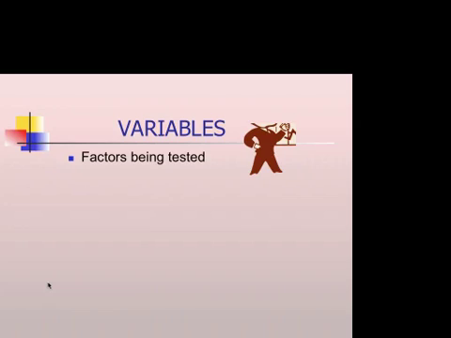And we have mostly 2 types of variables. Well, I guess 3. There are 3 types of variables. The first variable is called the independent variable. And a lot of times we refer to that as the manipulated variable. It's the one that we are actively changing. And so when we think about independent variable, it's the one that's being changed.